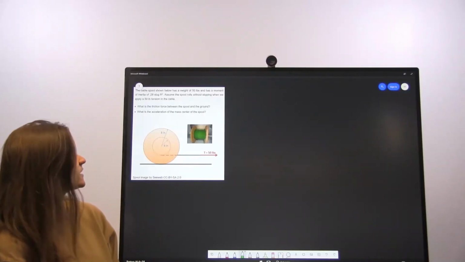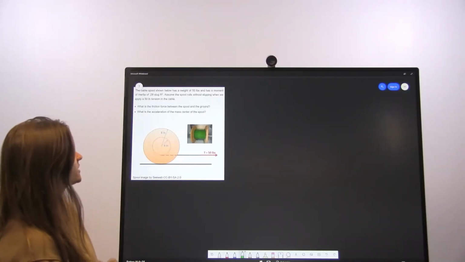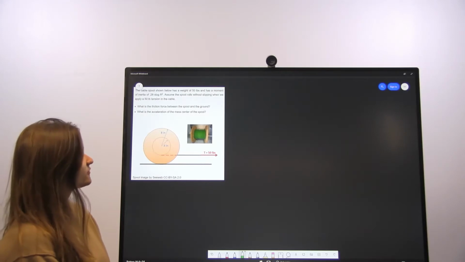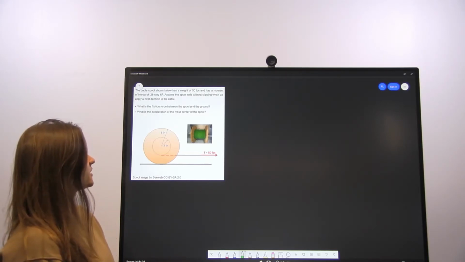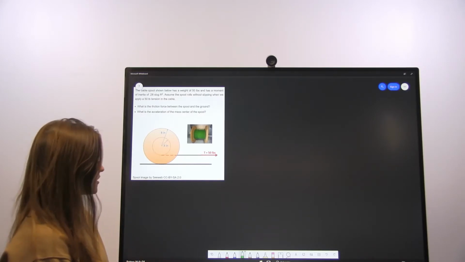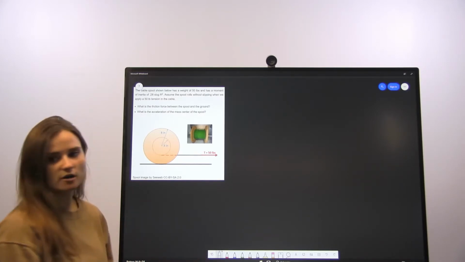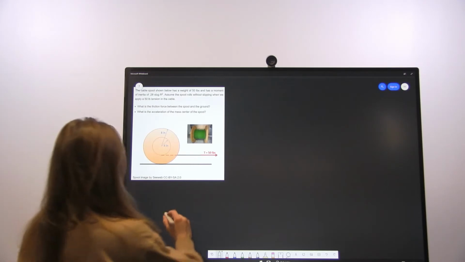So in this problem, we're given a cable spool with a couple different initial conditions, and we're asked to find the frictional force between the spool and the ground and the acceleration of the mass center of the spool. So first, let's draw our free body diagram.